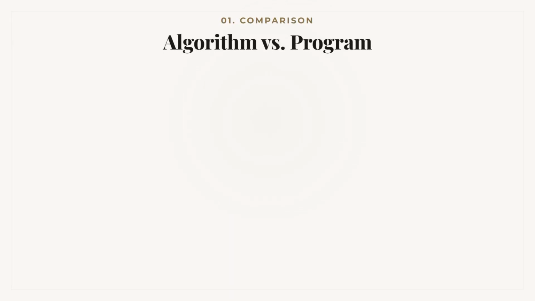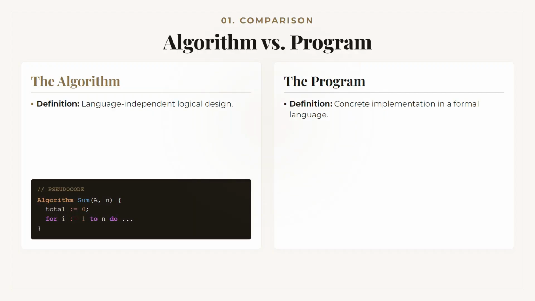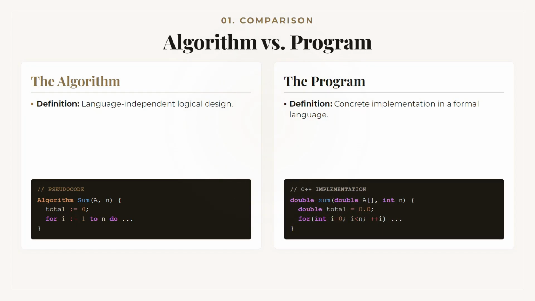Now, let us understand the difference between an algorithm and a program. Many people use these terms interchangeably, but technically, they are different. An algorithm is a conceptual solution to a problem. It represents the logic and design of the solution. A program, on the other hand, is the implementation of that algorithm in a specific programming language, such as C, C++, Java, or Python. An algorithm is language independent, whereas a program is language dependent.